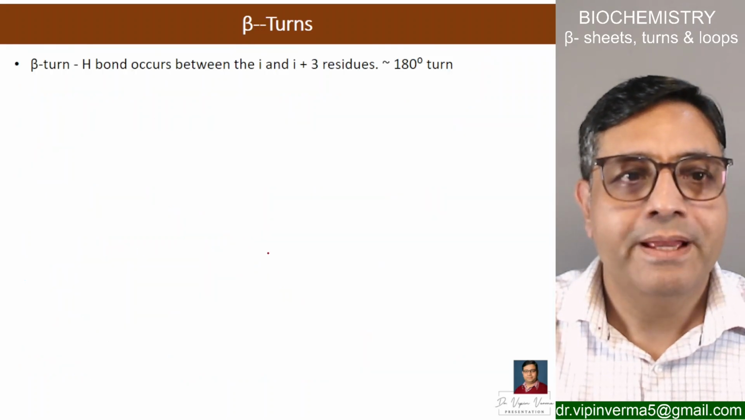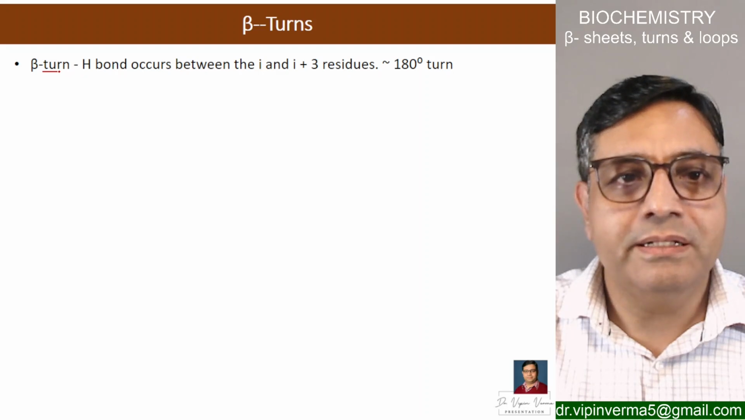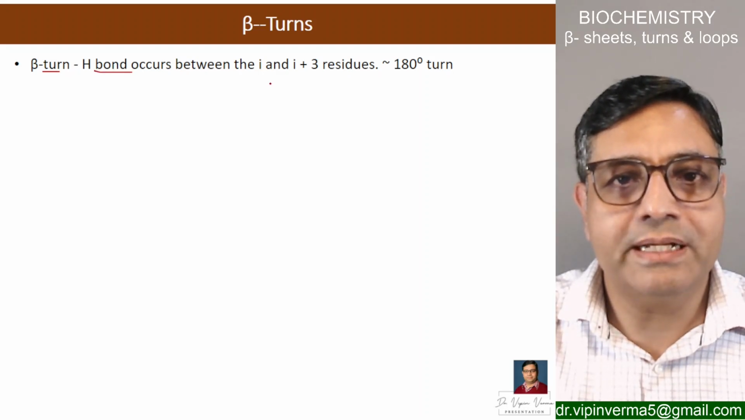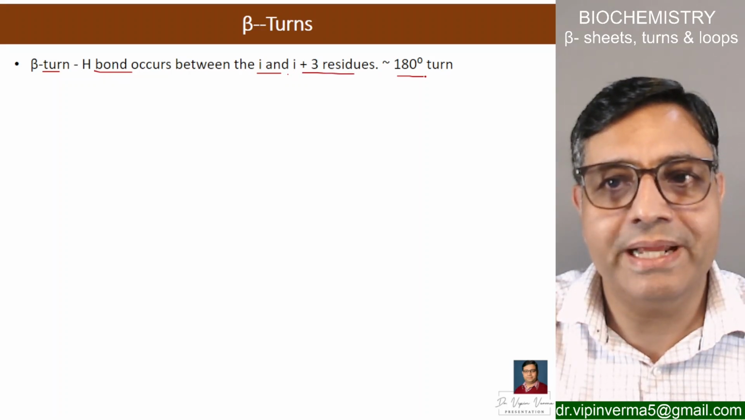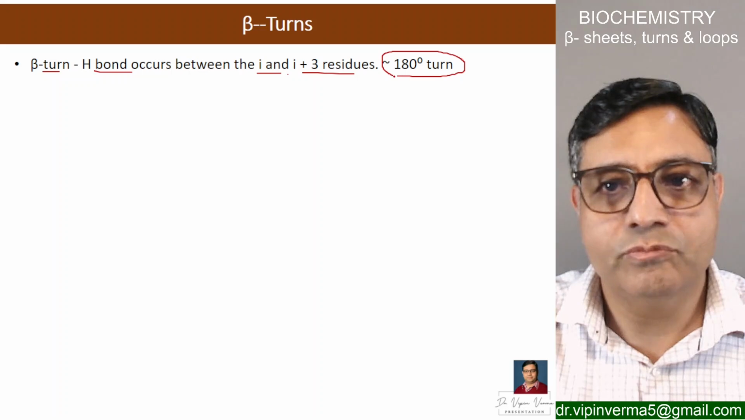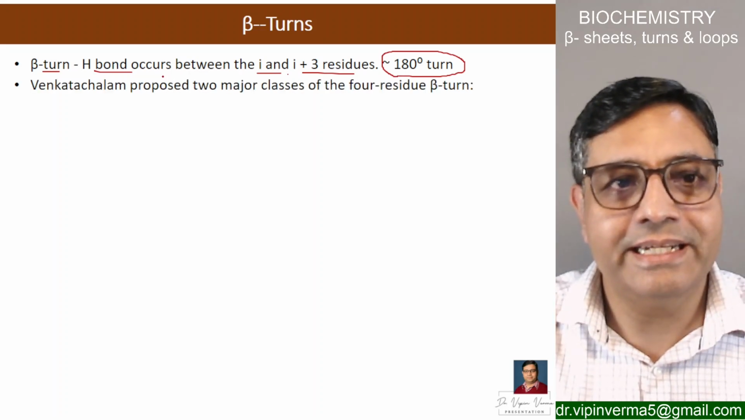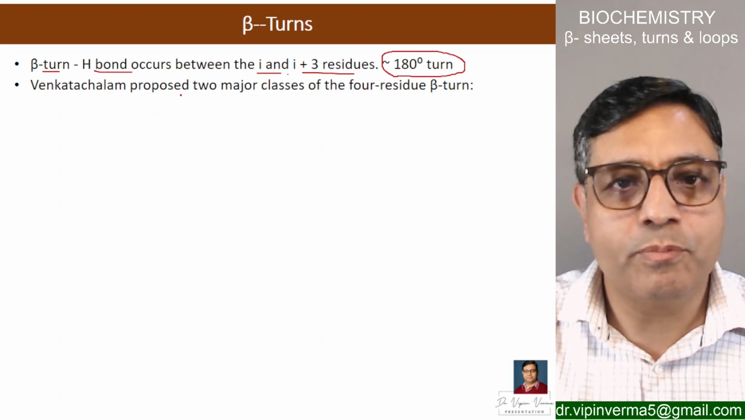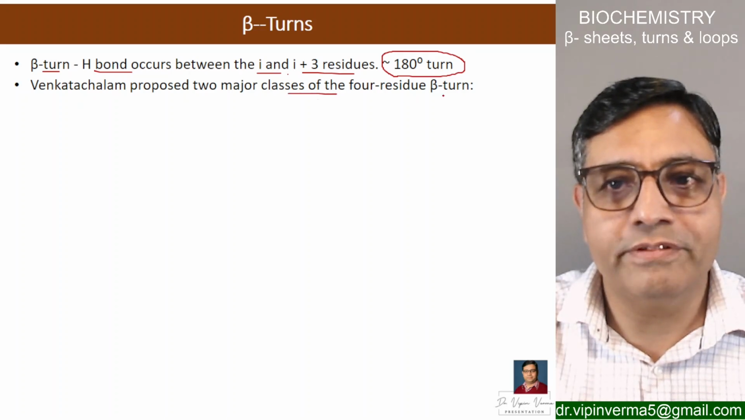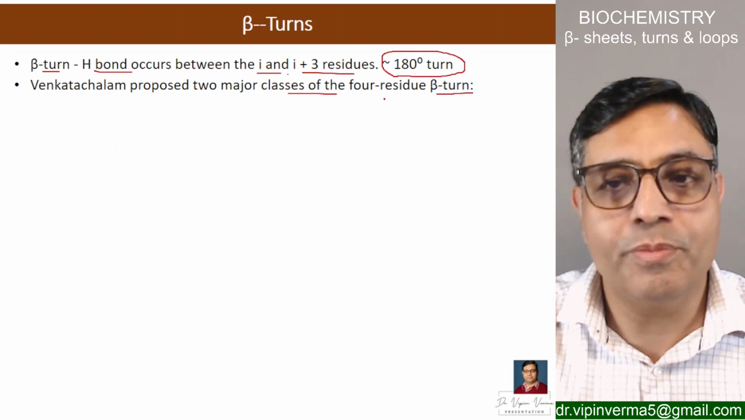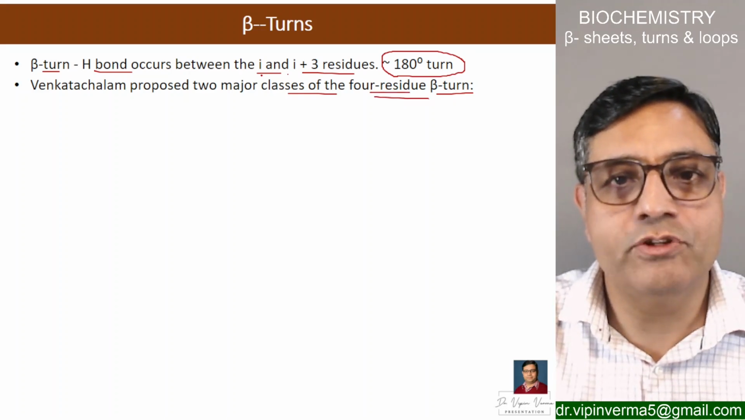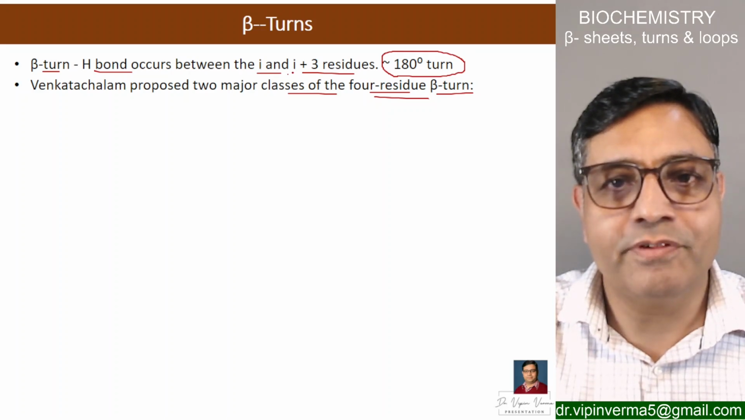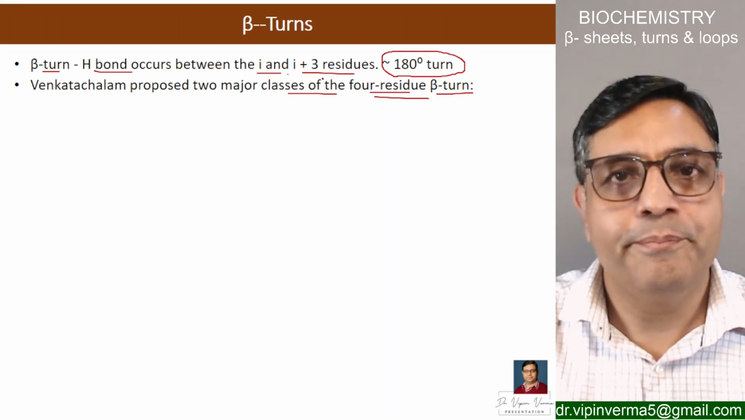All right. Now, in a beta turn, the hydrogen bond occurs between the i and i plus 3 residues, and therefore it makes a 180-degree turn. So the beta turn is a 180-degree turn. Venkatachalam proposed two major classes of the 4 residue beta turn. How many residues are there in a beta turn? 4 residues. Remember, residue number 1 is i, then i plus 1, then i plus 2, then i plus 3. So total 4 residues in the beta turn.